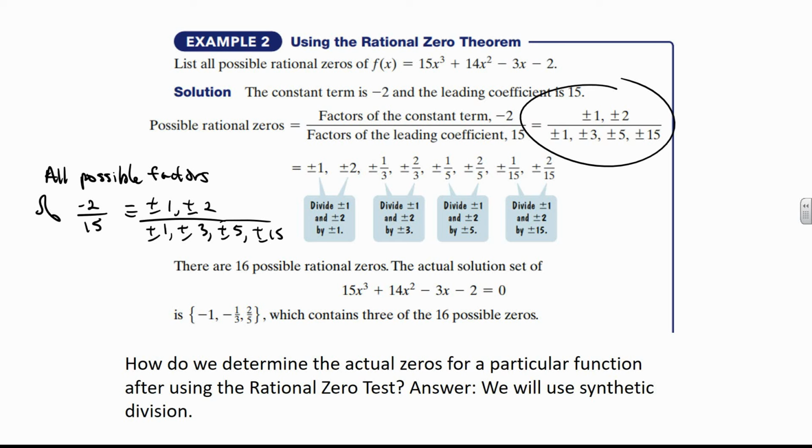Now notice the rational zero test doesn't tell us exactly what they are. Here they get -1, -1/3, and 2/5. They do something else to actually figure out exactly which ones they are, and that is synthetic division. So how do we determine the actual zeros for a particular function after using the rational zero test? Start with the smallest, and plug the smallest number into synthetic division. If the end result is 0, I get a zero. If not, I check another one.